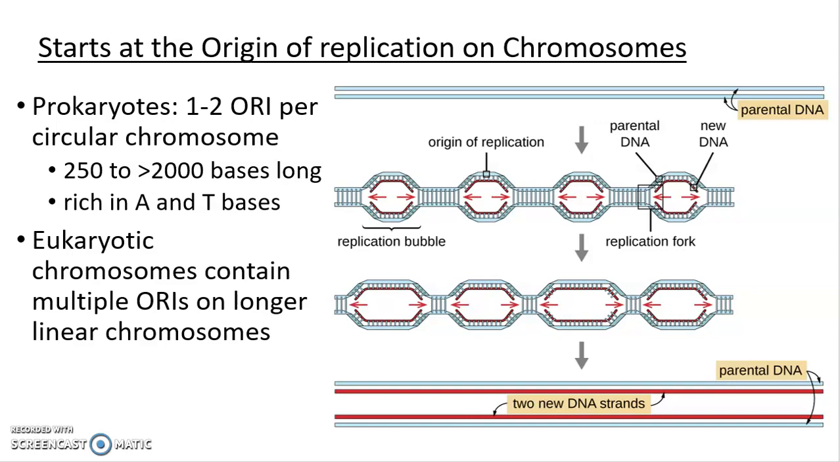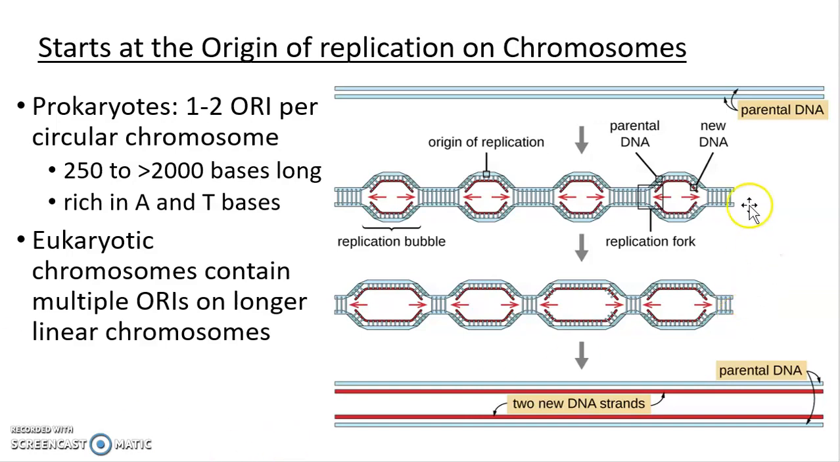And that's one of those things that makes you scratch your head. But then remember, A's and T's only have 2 hydrogen bonds. C's and G's have 3. So the ori is really a place on the chromosome where you can unzip the 2 strands a little bit easier.